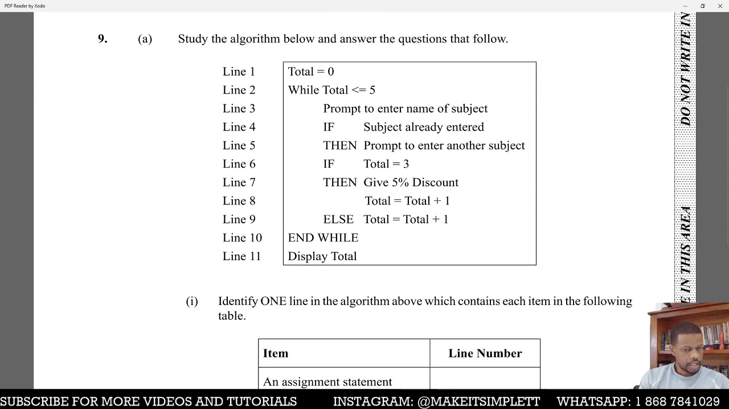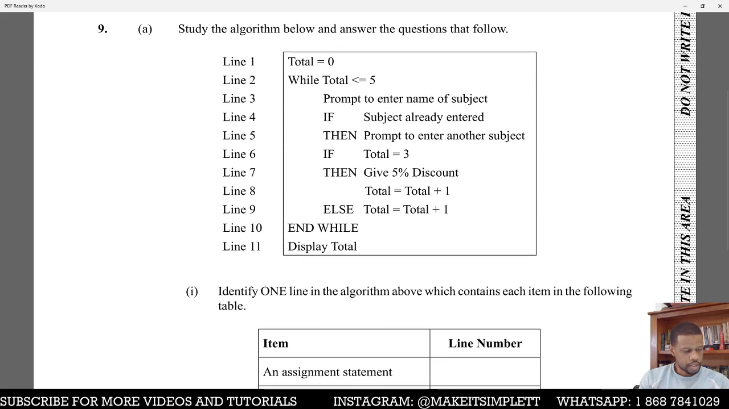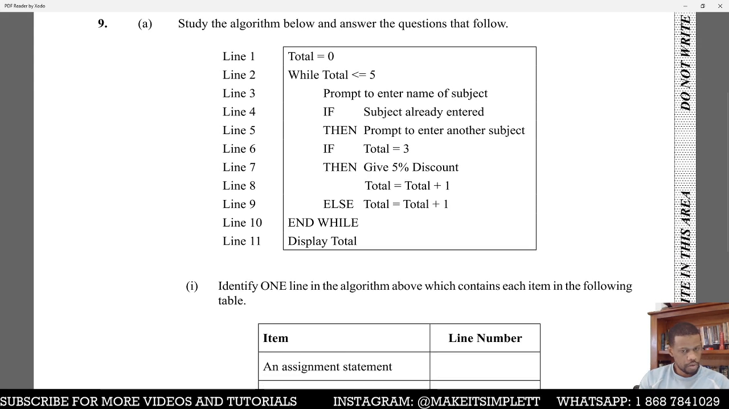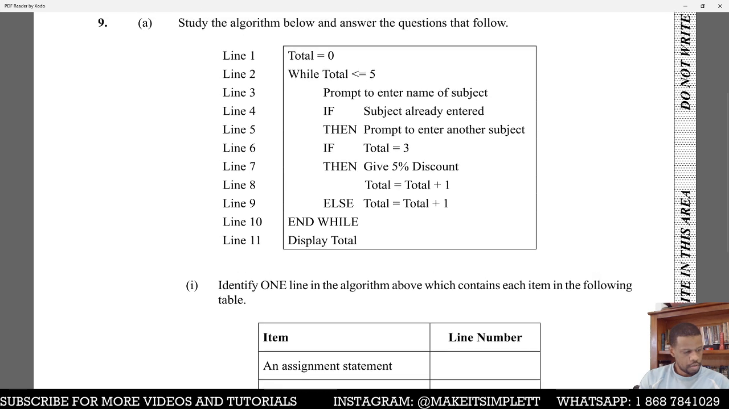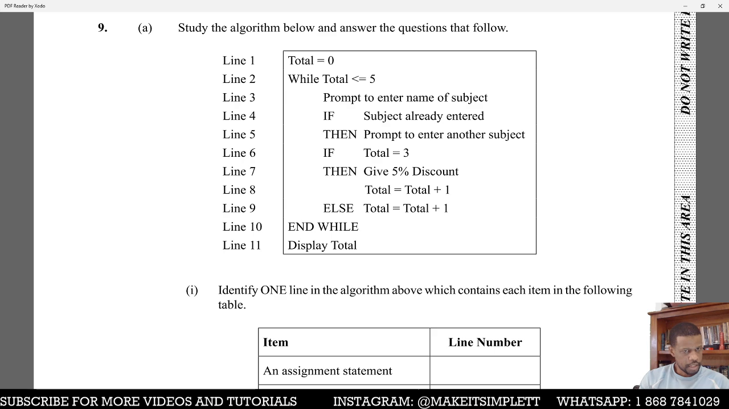Alright, so they say study the algorithm below and answer the questions that follow. Oh my goodness. Look at the insult to your intelligence.